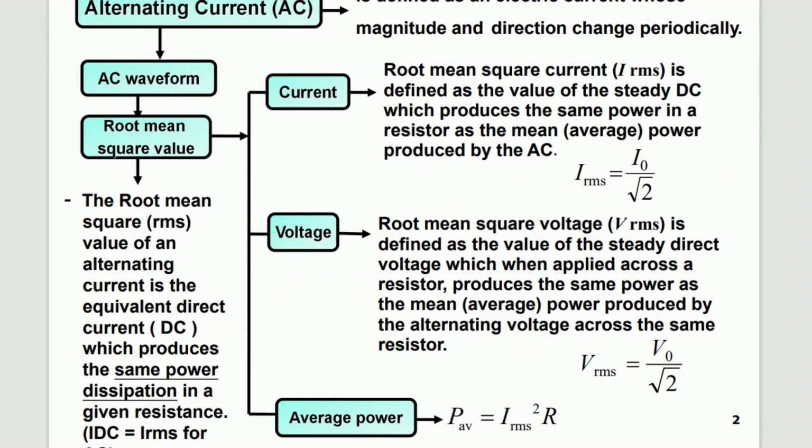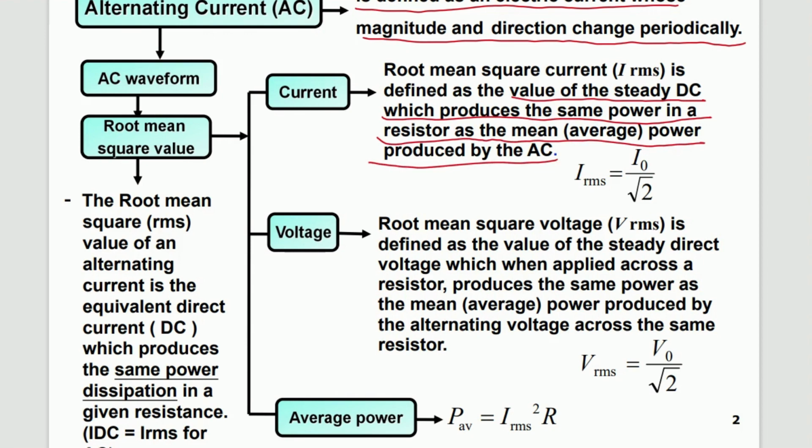Alternating current AC is defined as the electric current whose magnitude and direction change periodically. Under AC waveform we have root mean squared value. The RMS value of an alternating current is equivalent to direct current DC which produces the same power dissipation in a given resistance. So I direct current equals I RMS for the alternating current. The root mean squared current is defined as the value of the steady direct current which produces the same power in a resistor as the mean average power produced by the AC. That is the definition for the root mean squared current.